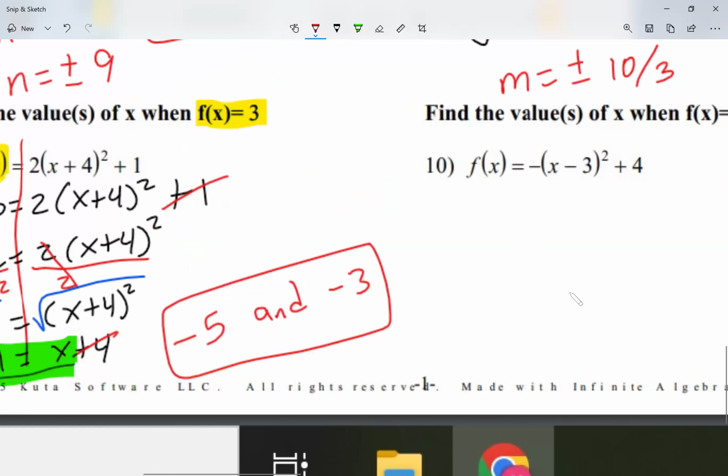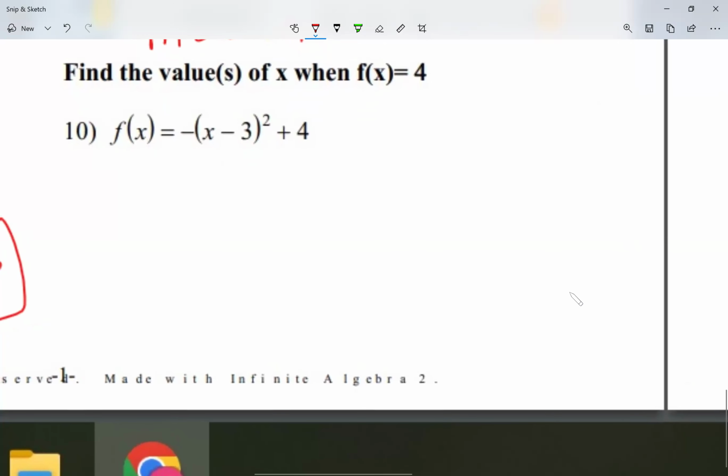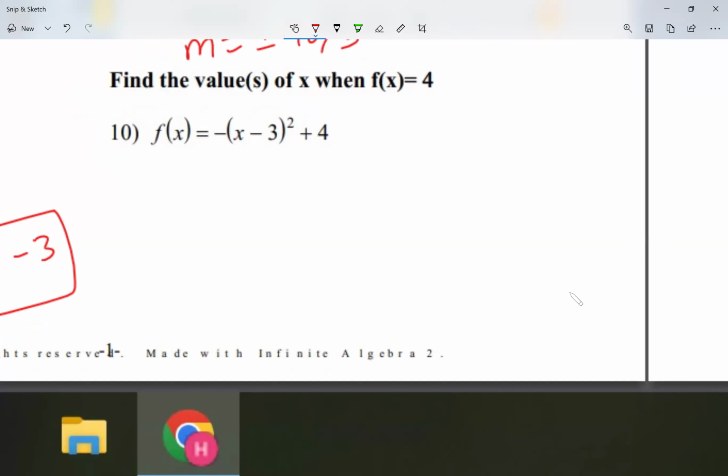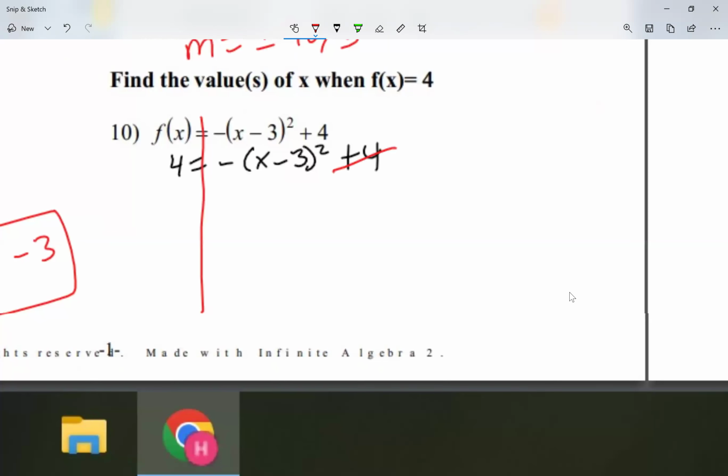All right, let's do another example here. Find a value or values of x when f of x equals 4. So what I have to do is rewrite my question here, but instead of f of x, I'm going to write 4. So I have 4 equals a negative sign, then the parentheses x minus 3 squared plus 4. And then I'm going to separate my sides through the equal sign. First thing that I do is get rid of this plus 4. It's the first thing that I do. Get rid of plus 4. So I'm going to move it to the other side as a minus 4.